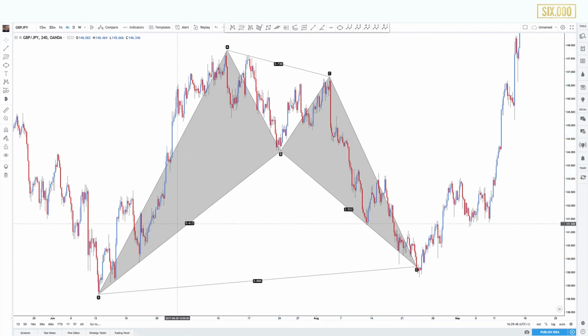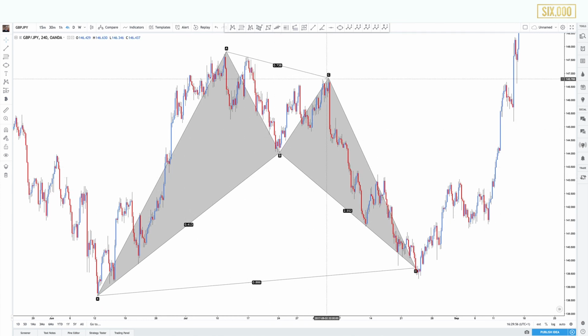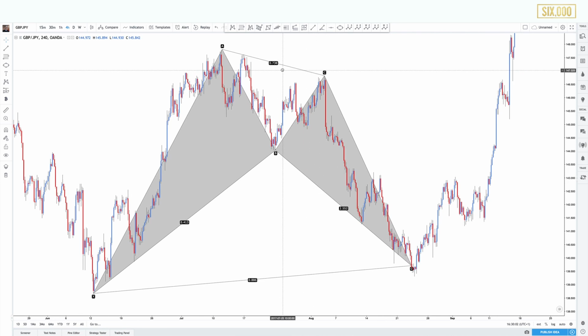We can see the B point 0.4. This is closer to the 0.382 than the 0.5. So this is considered a 0.382 measurement. The C point, it's closer to 0.707 than 0.786. We then consider this a 0.707 measurement. The D leg, we can see it's almost a 2.618.